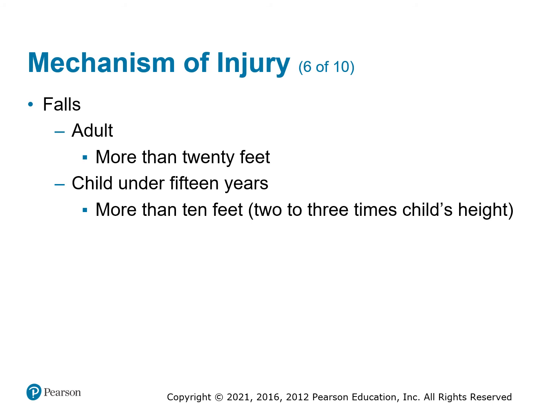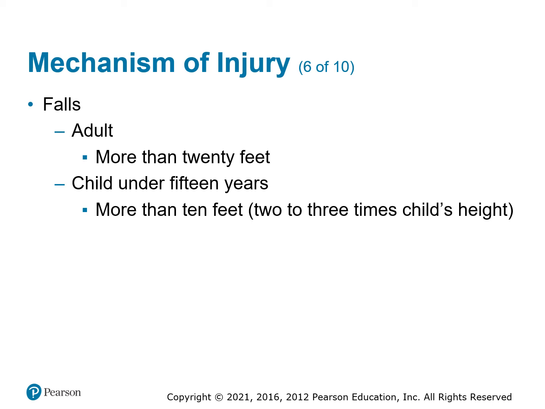Onward to falls. I don't want to say it's an unusual one because common sense goes a long way with this. Basically, falls of more than 20 feet with an adult indicate very high risk. For children under the age of 15, it's more than 10 feet. Really, the better way to measure any fall, regardless, is 2 to 3 times the height of the patient.